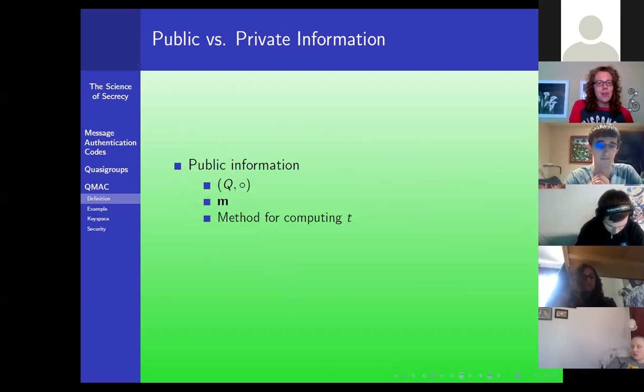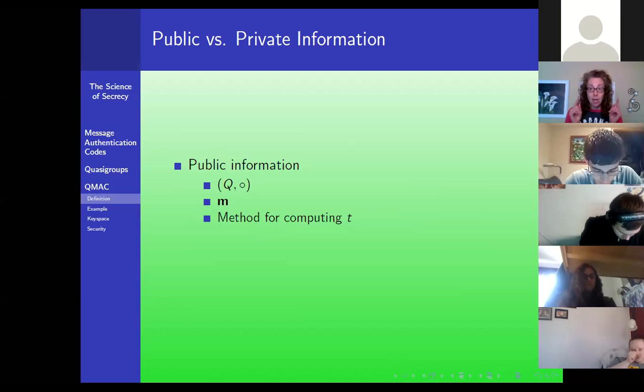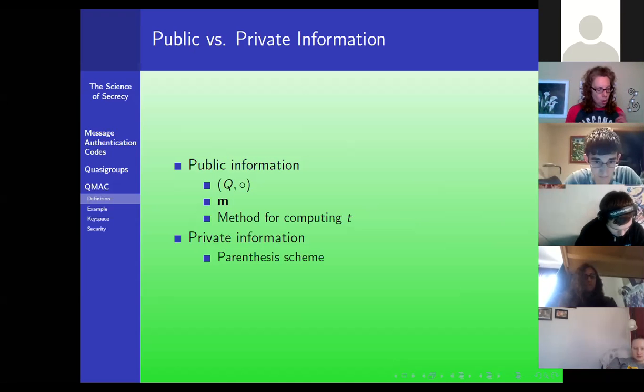Okay. Public-private information. So the public information is the quasi-group itself, your Latin square, basically. The message, remember we're doing encryption separately from all of this, right? So we're assuming the message is public. And Kirchhoff's principle, the method for computing the authentication tag is public. Very important, Kirchhoff's principle. The only private information is the parenthesis scheme, and I'm including that secret element C along with the parenthesis scheme. So you can kind of say parenthesis scheme plus that secret element C, both of those.